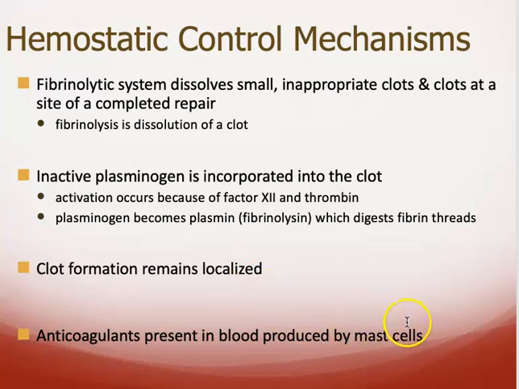There are also cells in the blood called mast cells. These produce, I should say, anticoagulants, so factors that prevent blood clotting from occurring.